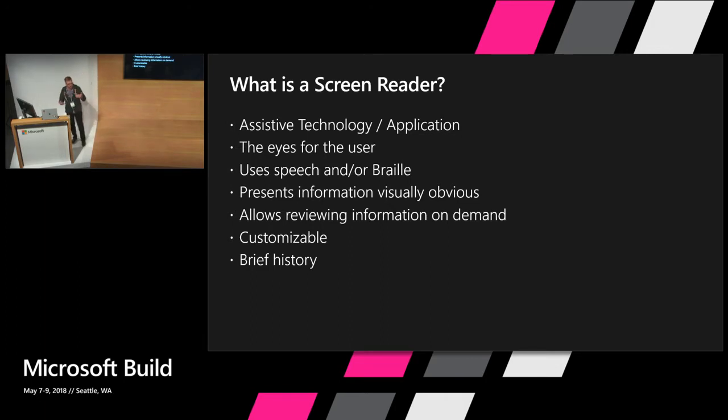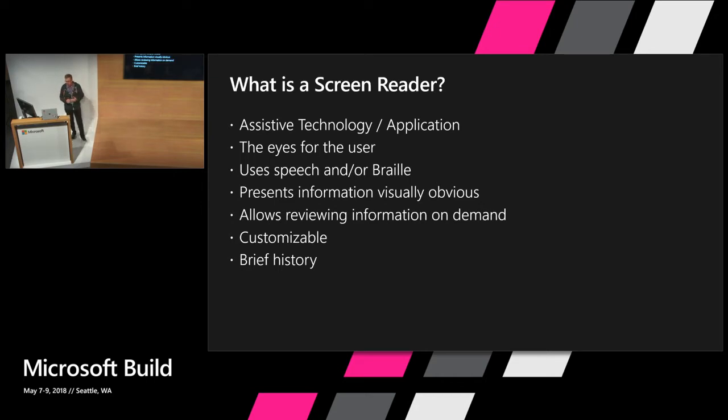So the screen reader is going to be the eyes for that user. It typically conveys the information through speech or through Braille. Imagine if I'm deaf and blind, maybe Braille is my only option. So a screen reader is going to convey that information through speech and/or Braille. It presents information that's visually obvious. You might look at something and say, well, I don't necessarily know it's called a tree view, but I know how to interact with that with the mouse.